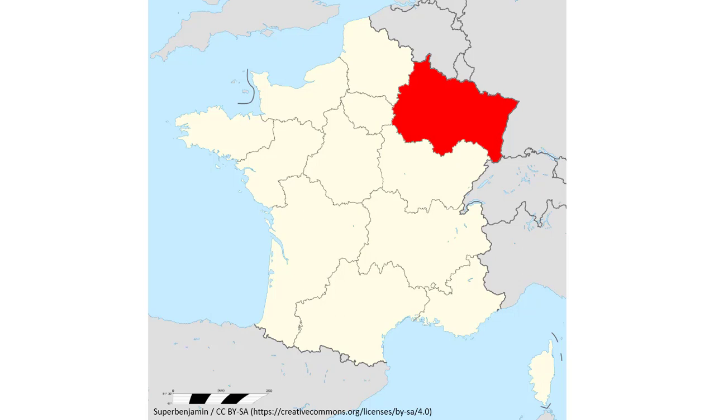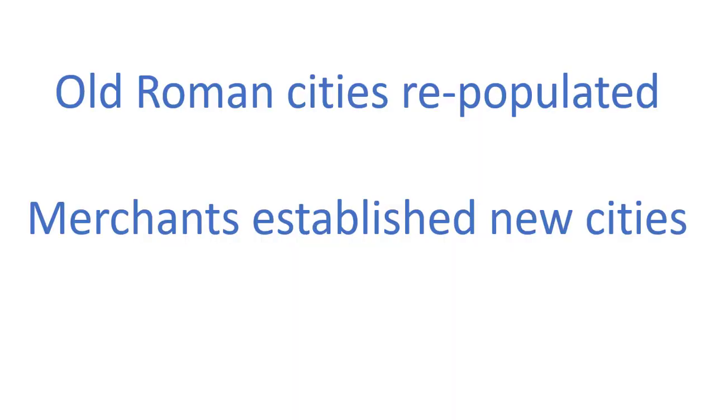The growth of trade led directly to the growth of cities. Old Roman cities that had seen their populations dwindle after the fall of the Western Empire began to be repopulated. Merchants and artisans also established new towns, usually near castles, in order to get protection from the local noble.